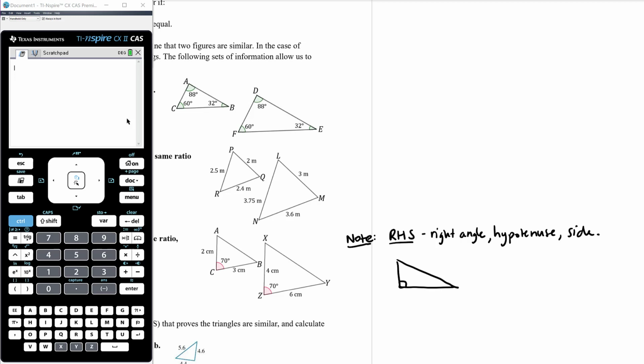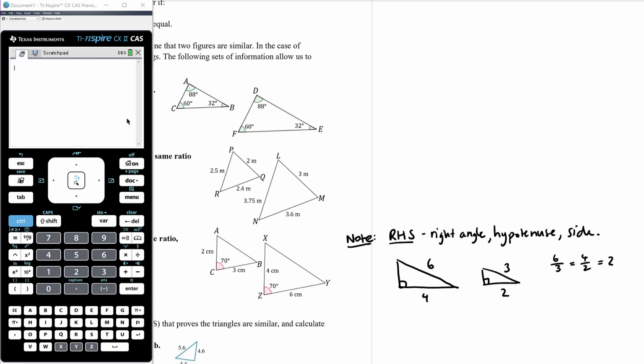So if I know the right angle, and let's say that this is 6 and this is 3 and this is 4 and this is 2, and that's a right angle. Okay, so I've got two sides that are in the same proportion. 6 over 3 is the same as 4 over 2, which is 2. The scale factor is 2.